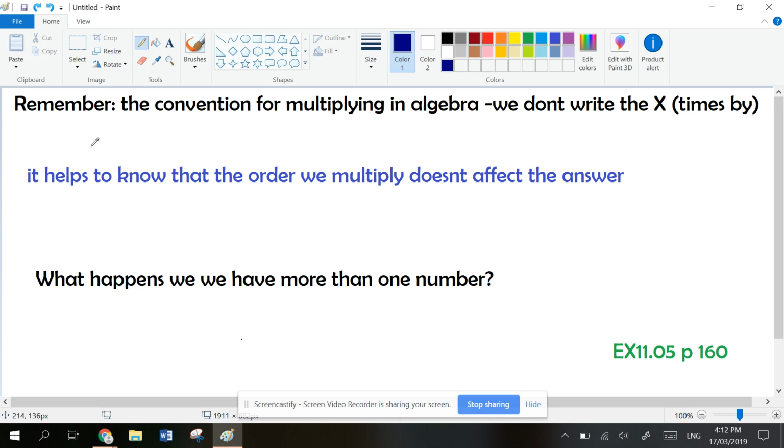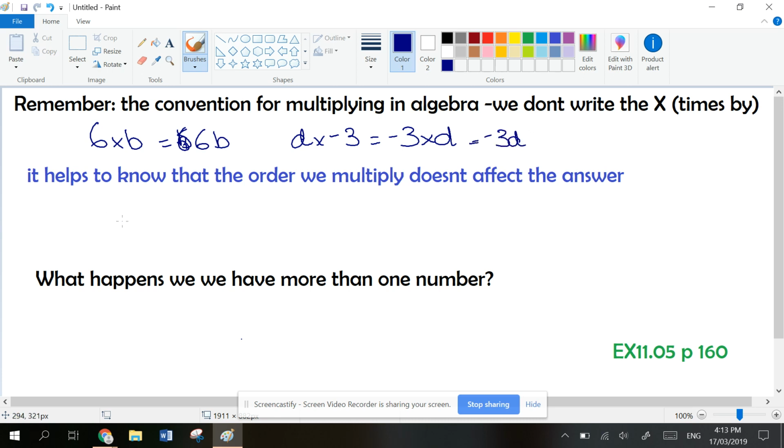So if you've got something like 6 times b, then you'd write that as 6b. If we've got something like d times -3, well, it helps to know that the order that we multiply doesn't affect the answer. So we can write -3 times d, which is the same thing, just in a different order, and write that as -3d.